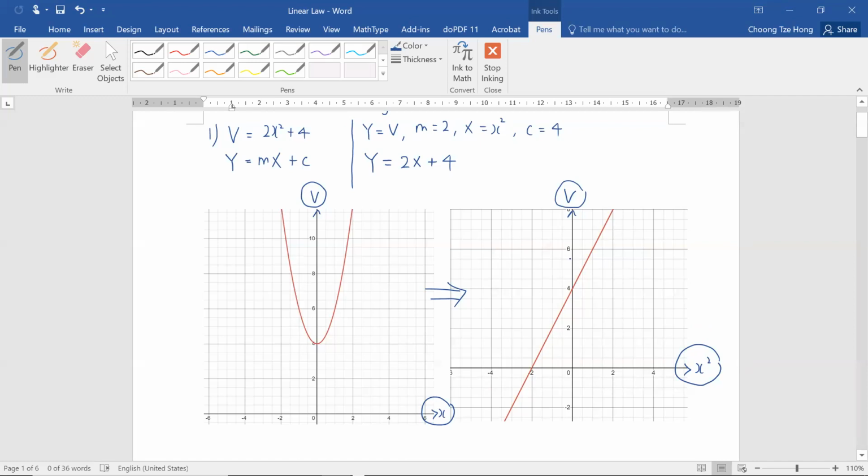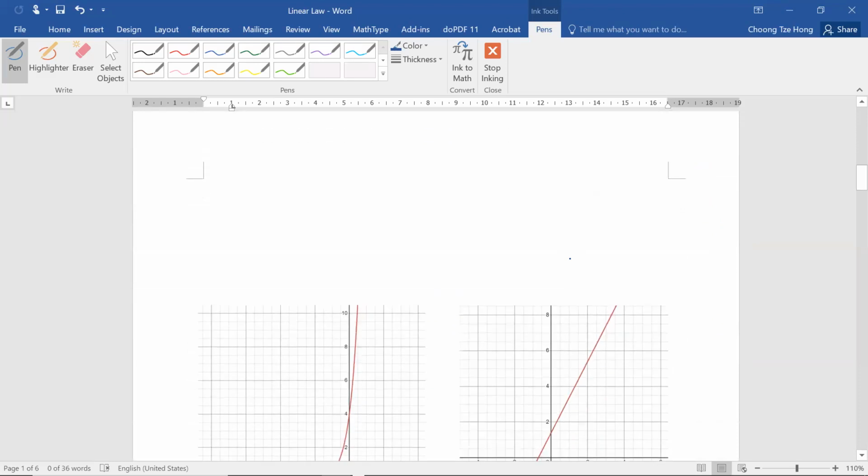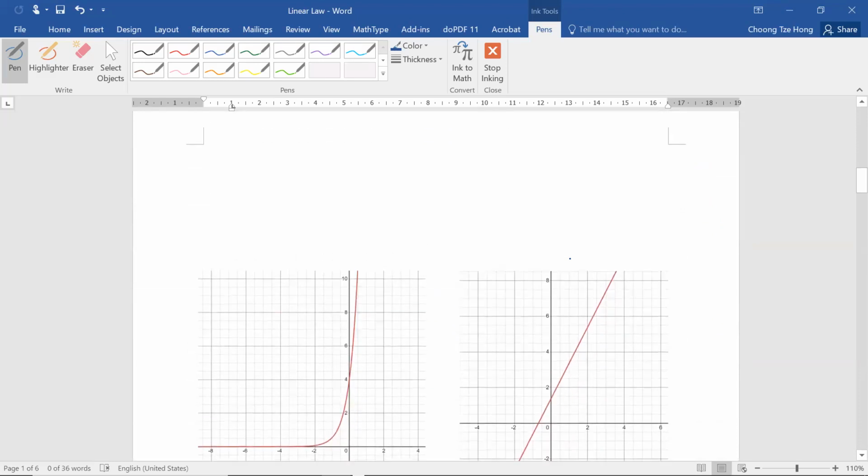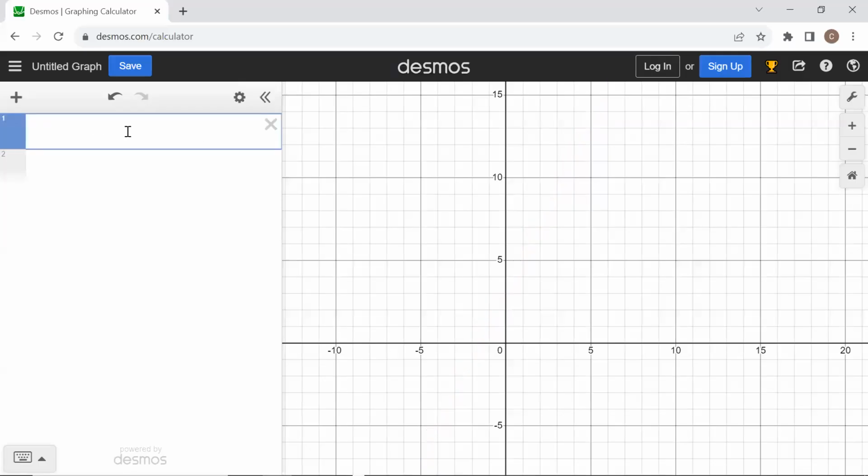All right. Let's move on to a second example. Over here, I'm going to use another example. Let's say we have the equation big V equals 4e to the power of 2t. Let's use Desmos to draw this graph. So remember, big V equals 4 times e to the power of 2t.